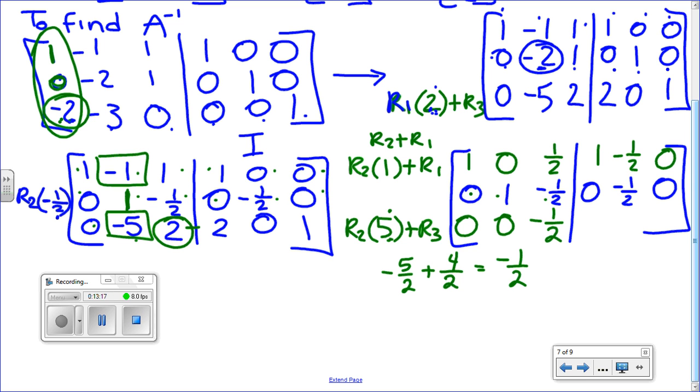Okay, and then 5 times 0, 0, plus 2, 2. And then 5 times negative 1/2. So that's again negative 5/2. Plus 0, negative 5/2. And then finally we have 5 times 0, that's 0, plus 1, 1. Okay, we're almost done. I promise. One more column to go.